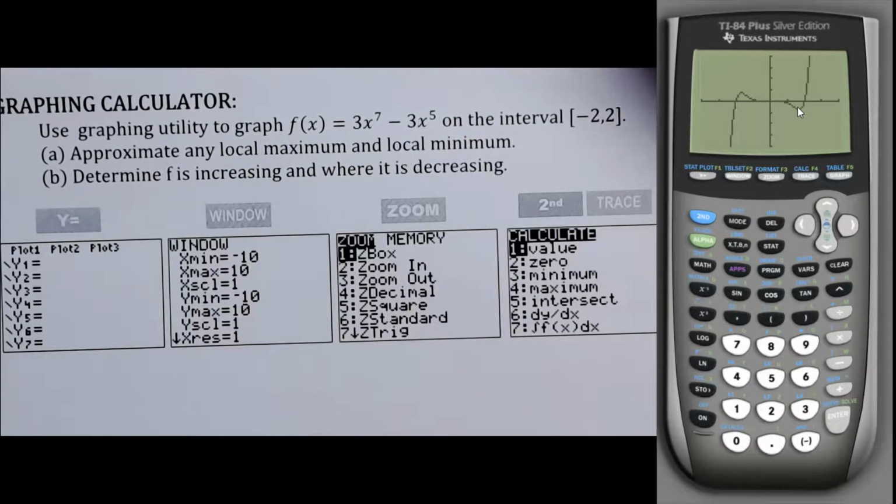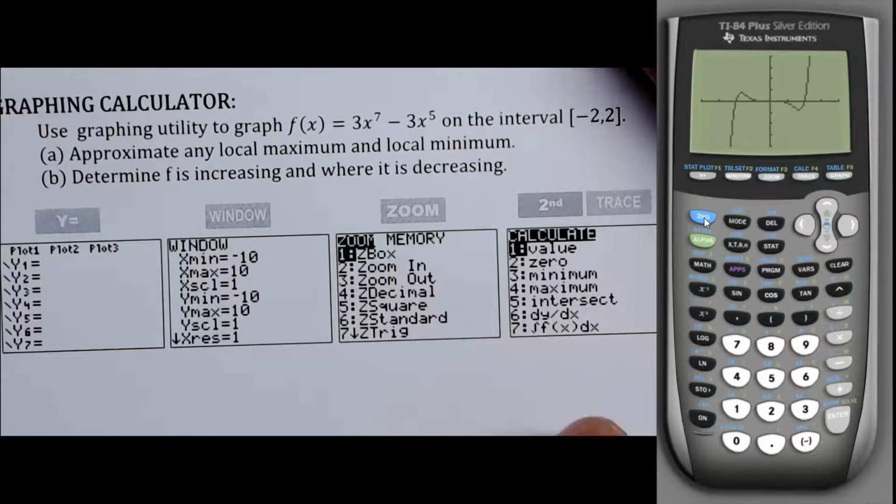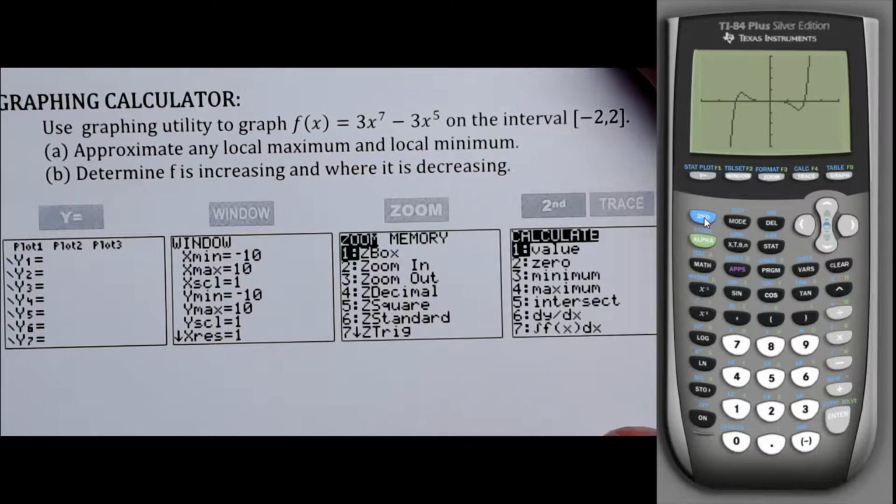Now what we need to do is find the local max and local min. So we hit second, and that button to calculate local minimum. So that's option number 3. And we hit enter. It will ask you what is the left bound. So when we try to find the local maximum or local minimum, let's say if we try to find this point, we need a little bit on the left of it, a little bit on the right of it, and then we can find the max and the min.